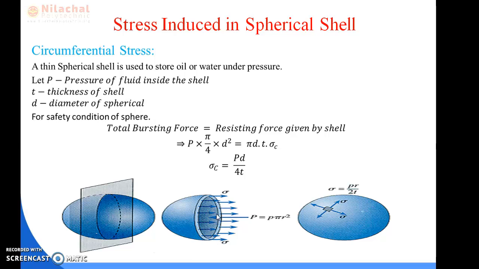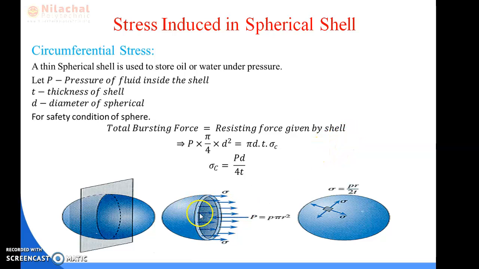Now you have to find the total bursting force and the resistance force offered by the material of the shell. As shown in the figure, this is the circular cross section of the sphere, and this hemispherical surface is circular. Now the pressure is acting along the diameter, so area is equal to pi by 4 d square. As pressure is acting over this area, the bursting force is equal to pi by 4 d square into p. The other is the resistance force offered by the material of the shell.